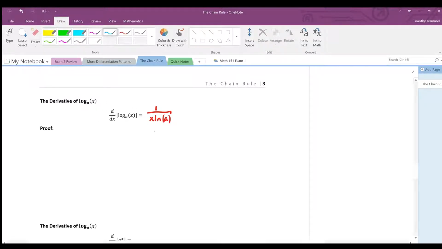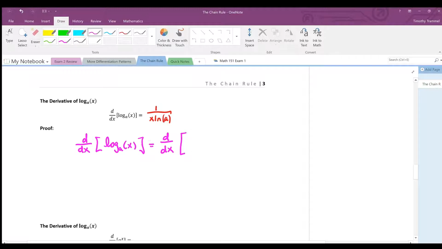And this actually looks a lot like the derivative of the natural log of x, other than this natural log of a down here. And the reason that these look a lot alike is we can always rewrite log base of some number in terms of any other base. Okay. And here's what I mean. If we were to start off by looking at the derivative of log base a of x, we can rewrite this. Okay? We can rewrite it using what we call the change of base formula.